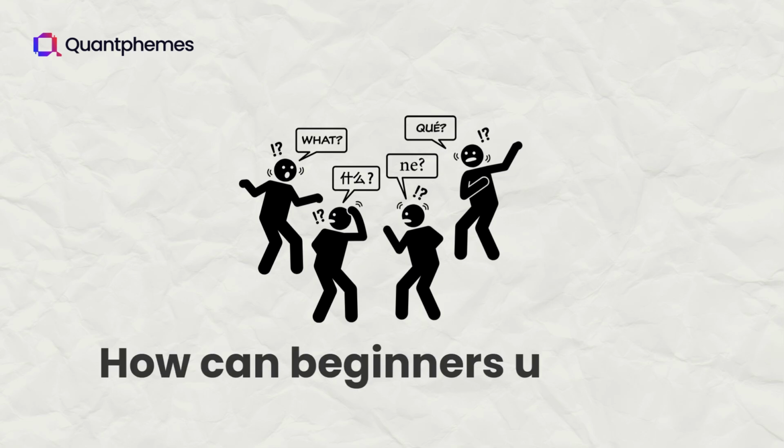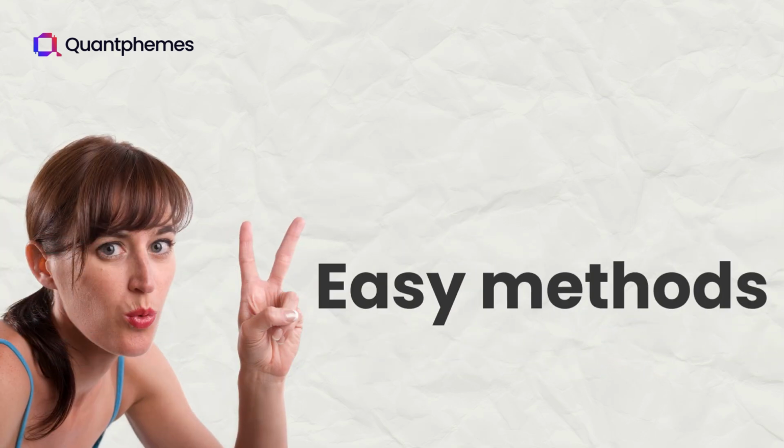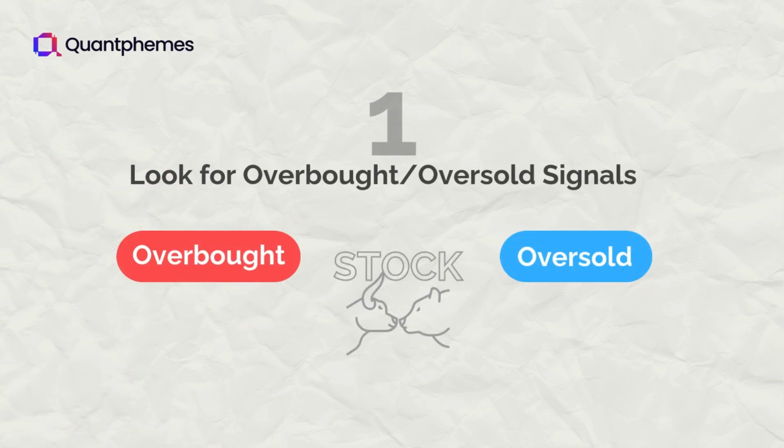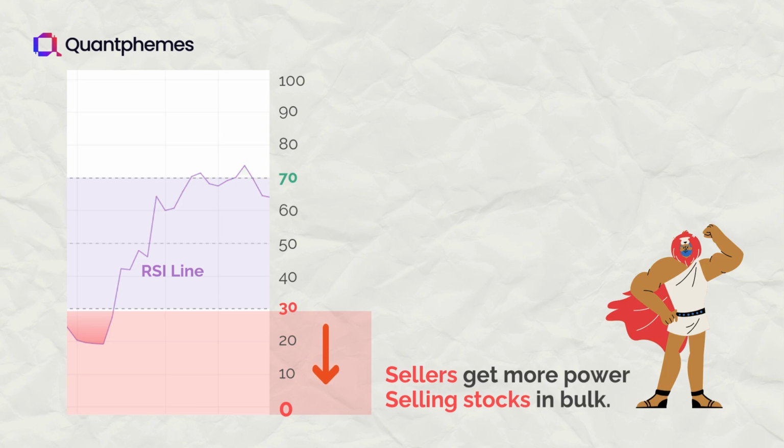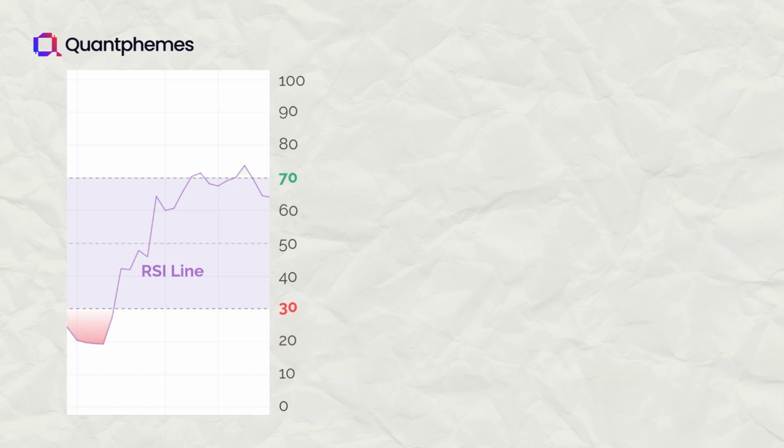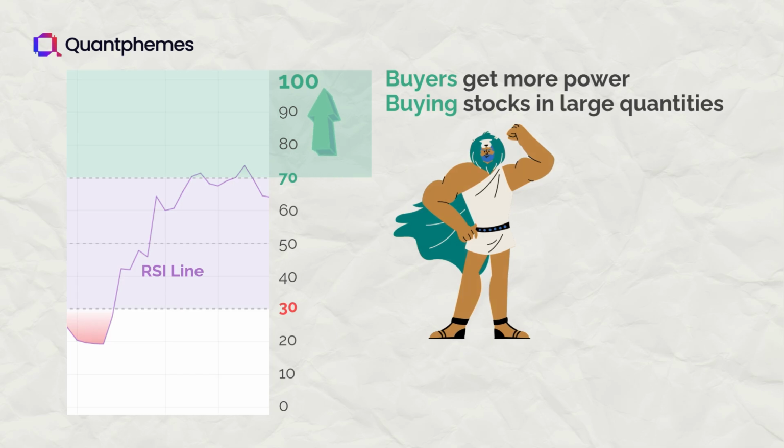How can we actually use this as a beginner? Here are 2 easy methods. Firstly, look for overbought or oversold signals. When the RSI is closer to 0, it means that the sellers have more power and they're selling stocks in bulk. On the other hand, if the RSI is closer to 100, it means that the buyers are stronger and they're buying stocks in large quantities.